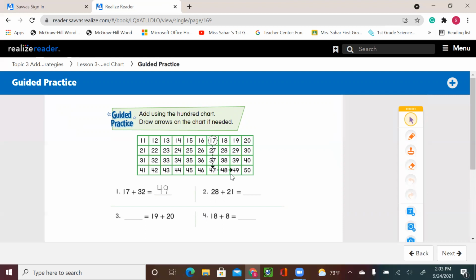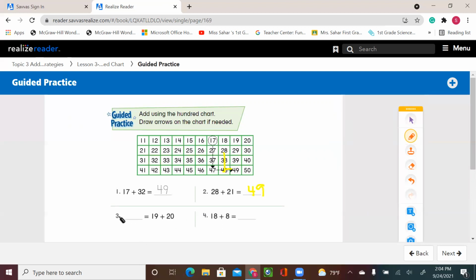Okay, so let's do it together. Number 2, 28 plus 21. I look at my 28. How many do I need to add? 21 means 2 tens and 1 one. 2 tens means 2 rows. So I'm going to go 2 tens, 2 rows, 1, 2, and 1. It's going to be 49. So my answer will be 49.